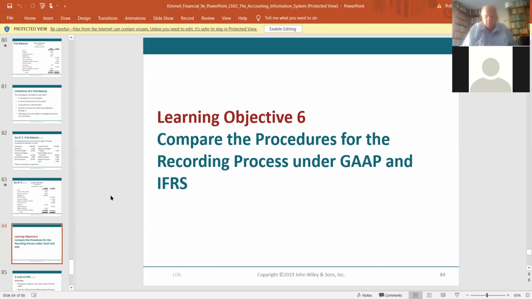Question? Do we need to know the equations for the exam? Absolutely. You've got to know that equation like the back of your hand. You've got to know what side debits and credits are on.